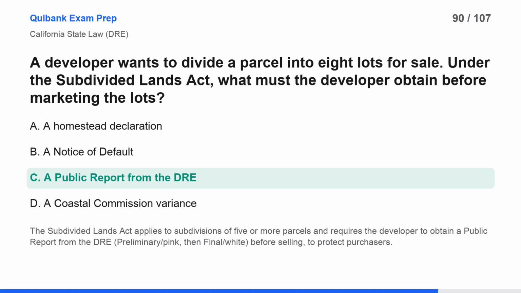The answer is C. A public report from the DRE. The Subdivided Lands Act applies to subdivisions of 5 or more parcels and requires the developer to obtain a public report from the DRE, preliminary (pink), then final (white), before selling, to protect purchasers.